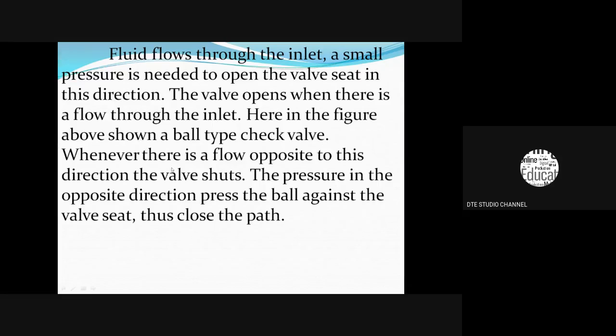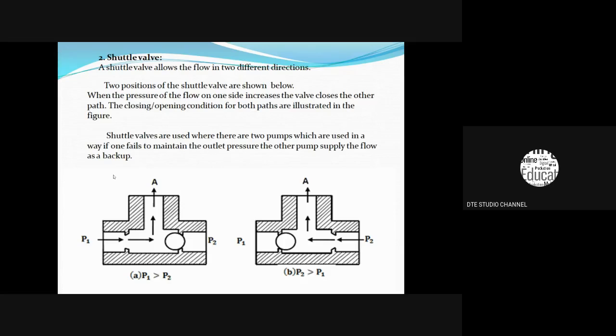Because of reverse direction flow, it cannot be allowed in the check valve. The pressure in the opposite direction presses the ball against the valve seat, thus closing the path. This is a type of 2x2 DC valve, and it is a non-return valve which allows flow only in one direction.